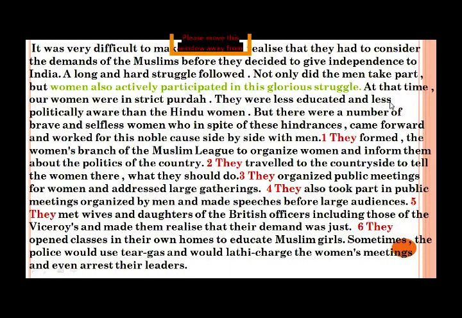They were less educated and less politically aware. They would not know about political issues, because they were not educated. Hindu women were more educated than them. There were many selfless and brave women. Selfless means without any greed, non-greedy, you can say. Women who, in spite of these hindrances, hindrances means the hardships, problems, came forward and worked for the cause of independence side by side with men. Side by side is a phrase, okay? It means along with men. What did they do? Now you can see, number one, they formed the women's branch of Muslim League.